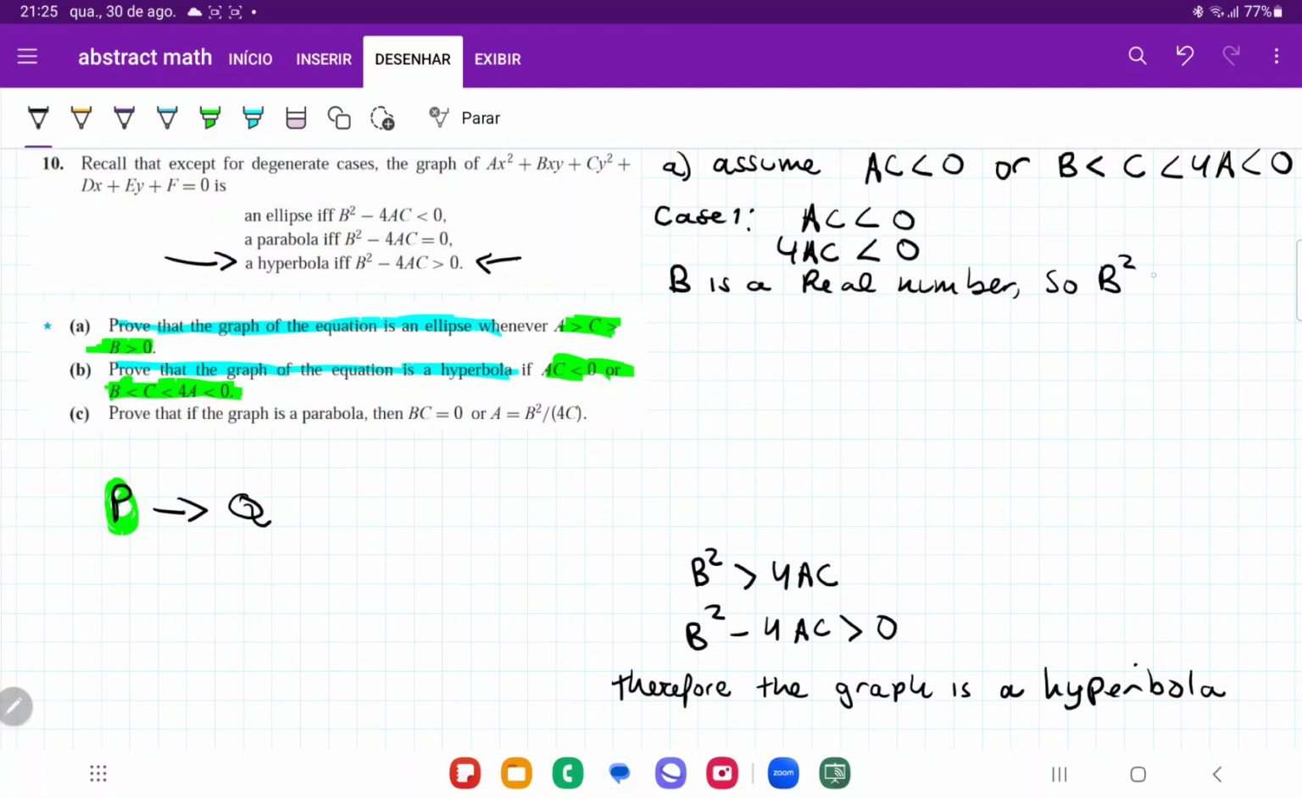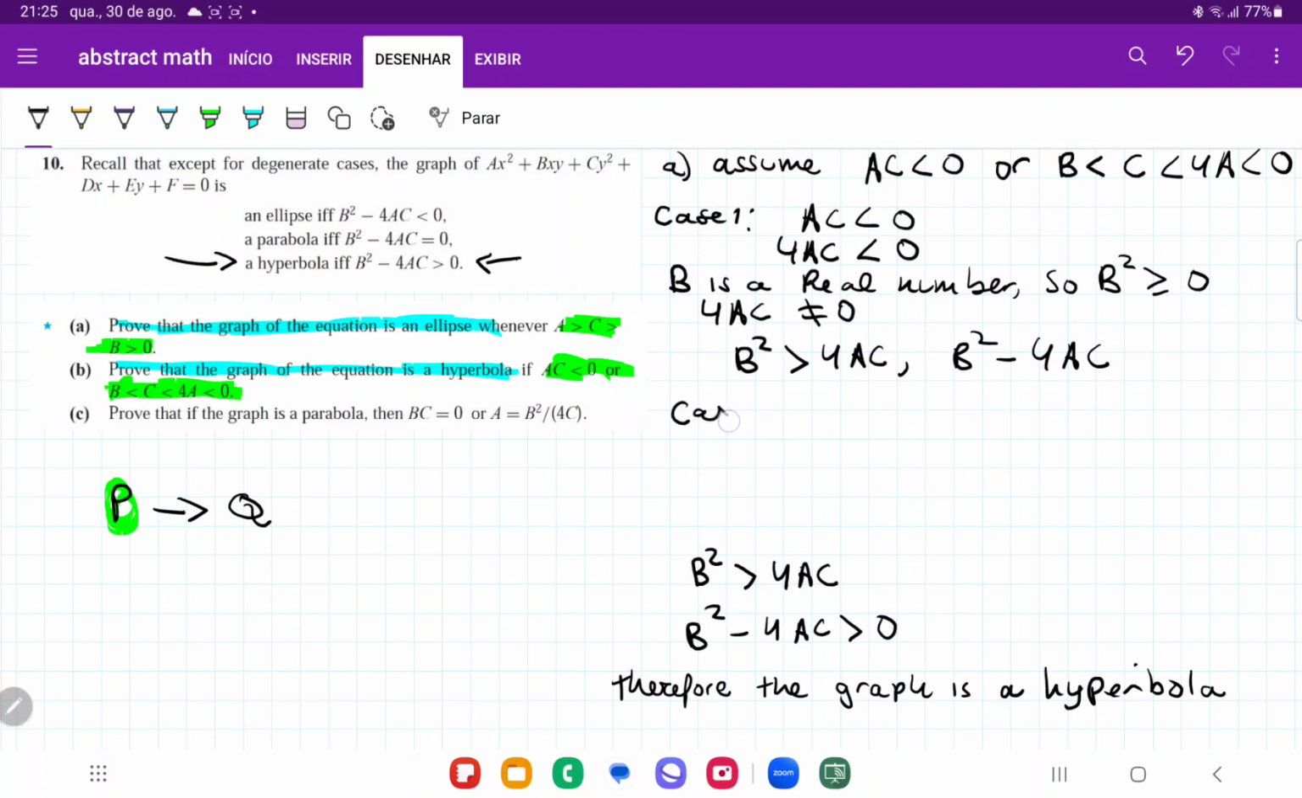So B squared must be greater than or equal to 0. But we have that 4AC cannot be equal to 0, right? It's less than 0. So if 4AC is less than 0 and B squared is greater than 0, our conclusion is that B squared is greater than 4AC, and so B squared minus 4AC. So we have shown that we meet the first part, right?